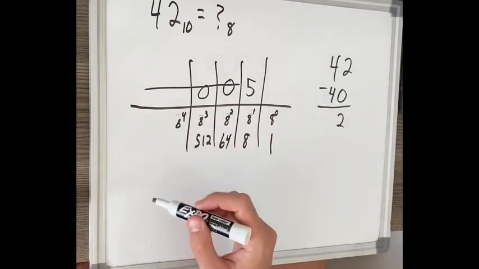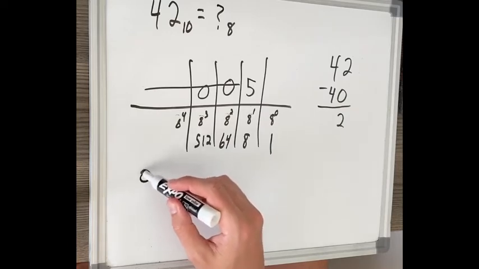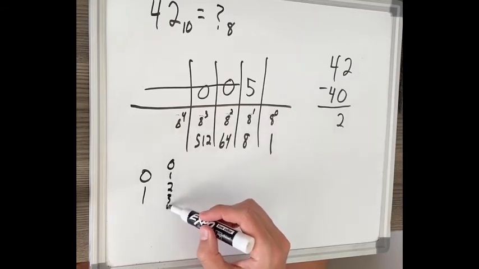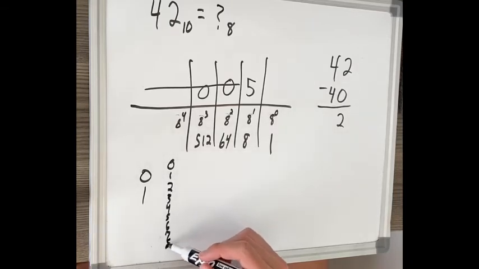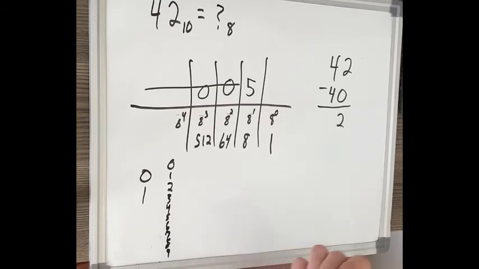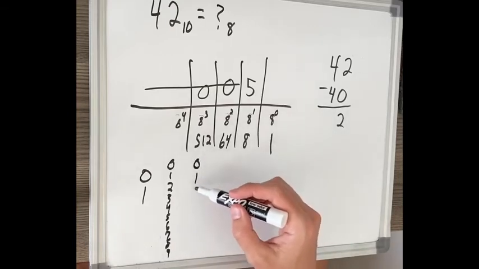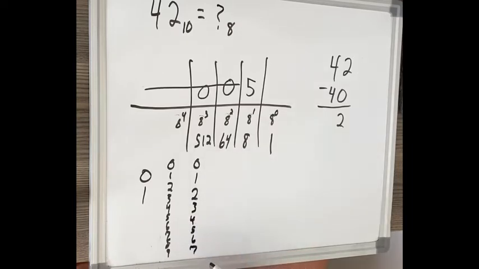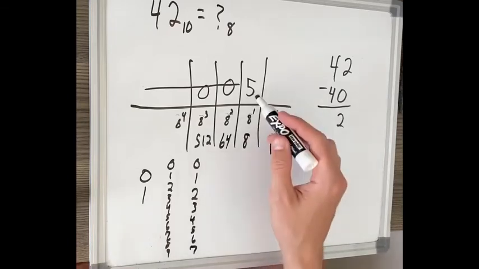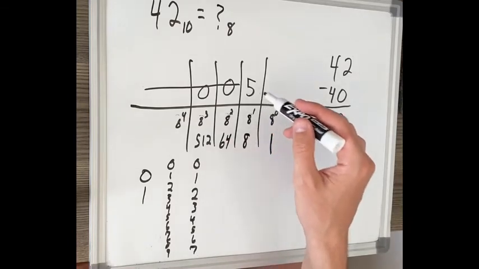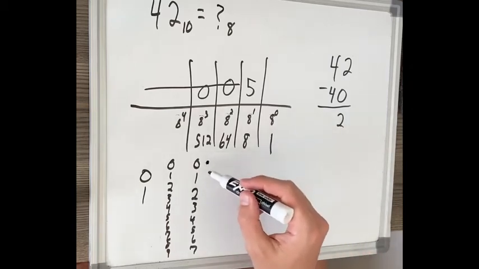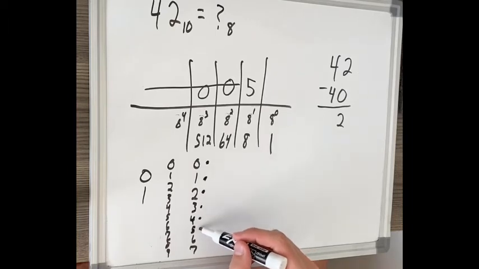So in our binary system, we had 0 and 1. In our decimal system, we have 0, 1, 2, 3, 4, 5, 6, 7, 8, 9. For octal, we have 0, 1, 2, 3, 4, 5, 6, 7. Nothing will ever be bigger than 7. So you'll never have an 8. This could be anywhere from 0 to 7. Obviously it has 8 different digits in an octal system: 1, 2, 3, 4, 5, 6, 7, 8.